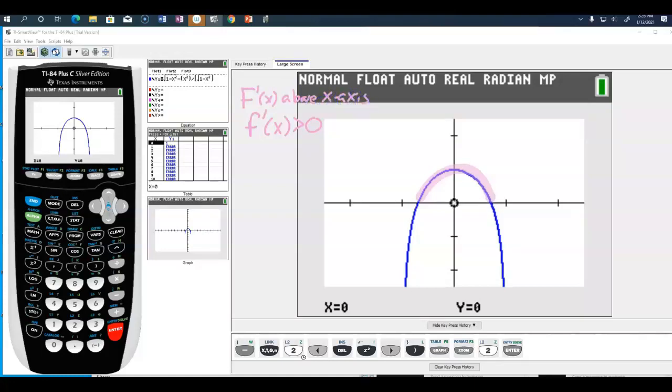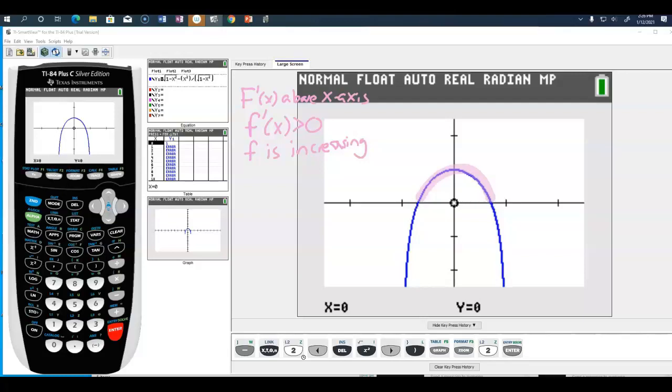And when f prime is greater than 0, that means that f, the original function, is increasing. And so on what interval is that happening? Well, we're not quite sure yet, but we'll get there. It's going from this spot to this spot. So we need to figure out what those two question marks are. And that's one of the things we're going to learn on our calculator today, but we'll get to that.